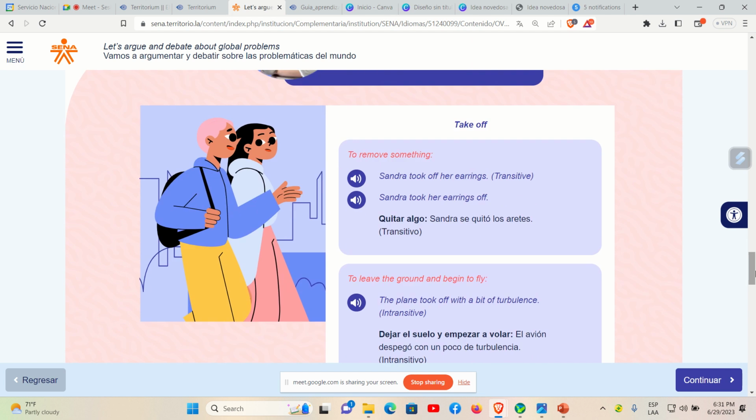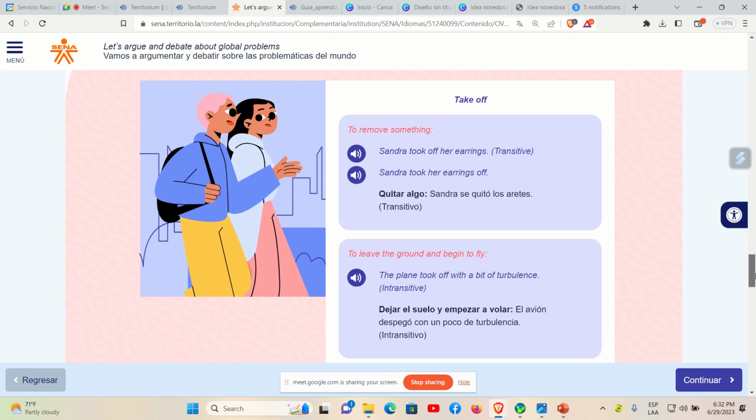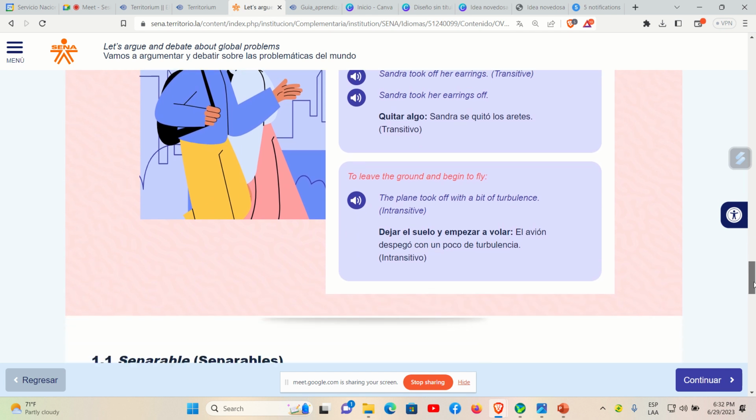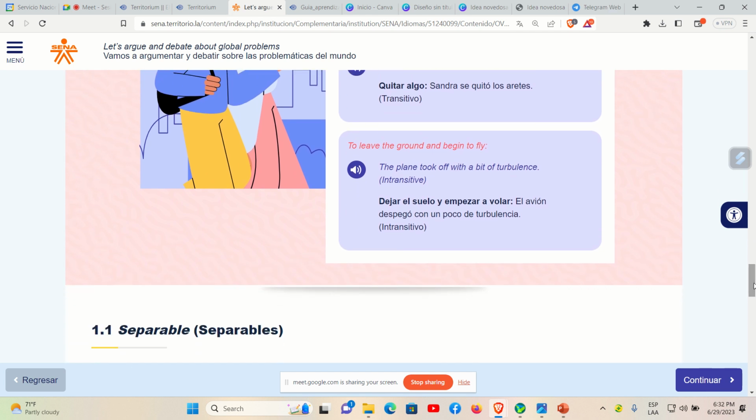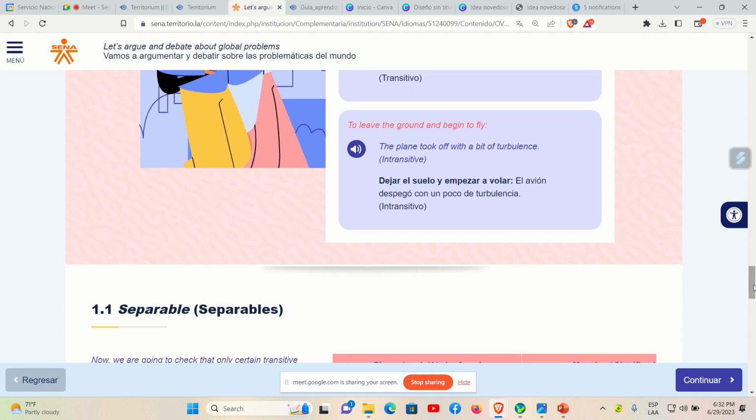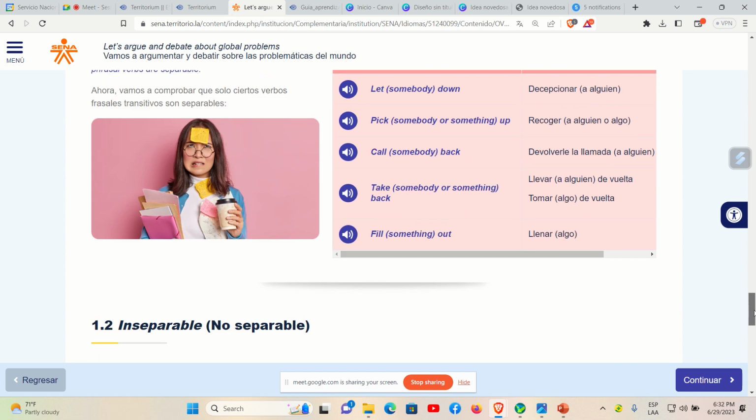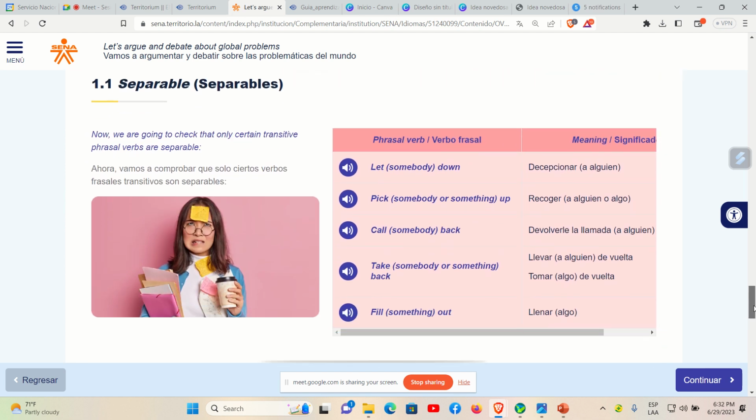Take off. Take off es como removerse, ¿cierto? Quitarse. Entonces, Sandra took off the earrings and Sandra took her earrings off. To leave the ground and begin to fly. The plane took off with a bit of turbulence. Entonces, y aquí hablamos algo también sobre los separables.